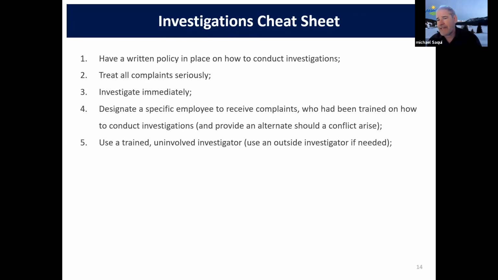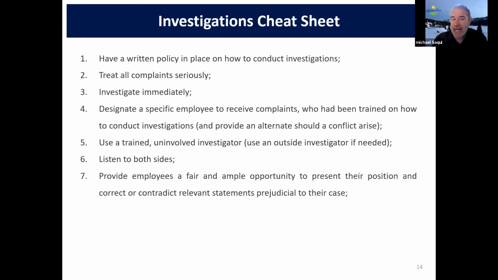We use outside investigators. That's what we have our labor management consulting firm for. And if it's more serious than that, we bring in a law firm that specializes in investigations. Listen to both sides. Provide employees a fair and ample opportunity to present their position and correct and contradict relevant statements. Using an investigator, I know that there are HR companies around. That doesn't make them good investigators.